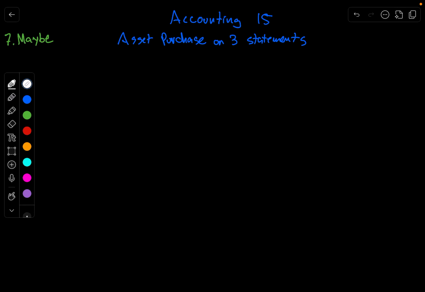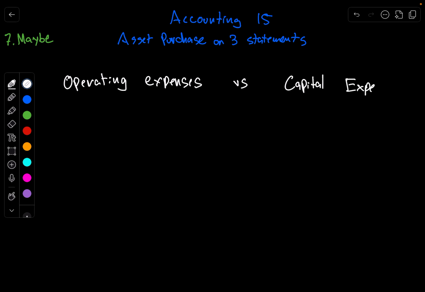Alrighty, in this video, we're going to be talking about asset purchases on the three financial statements. It's the seventh of the baby series and 15th on accounting, right? The really important thing to understand here is the difference between operating expenses versus capital expenditures. This is a really important thing for you guys to understand, right?